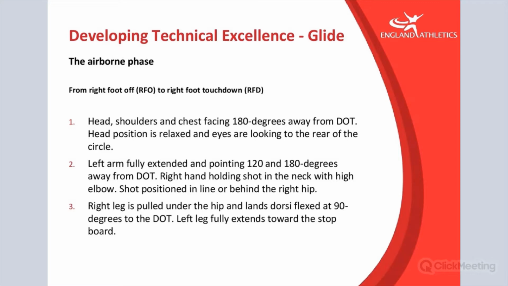The third part of this, when we're looking at the legs and the feet and the hips, is that the right leg transfers from that heel push off the back of the circle rapidly under the right hip and lands dorsiflexed and at 90 degrees to the direction of the throw. The left leg is fully extended towards the stop board, not over the stop board, but towards the stop board. I'll go to the video on this one now.